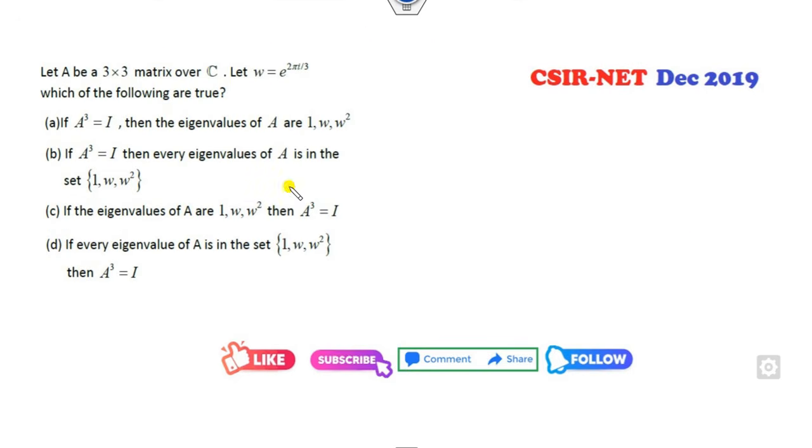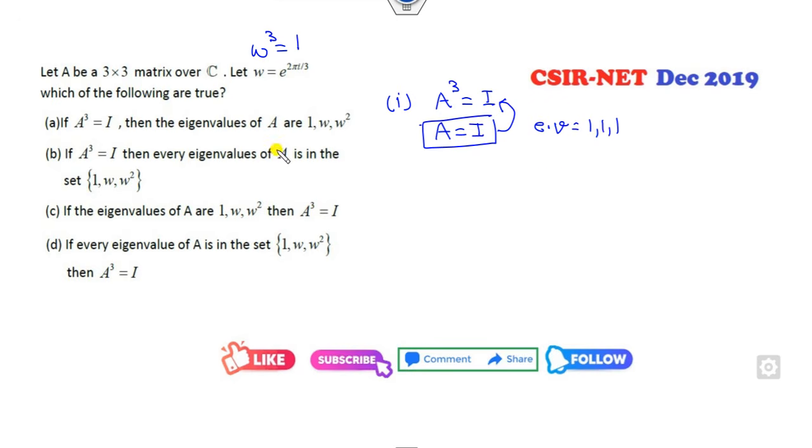A is my 3 cross 3 matrix such that omega cube is 1. Then the first option is A cube is equal to I. Then the eigenvalues of A are 1, omega, omega square. Wrong. If I simply choose A equal to identity, it satisfies this property. What are the eigenvalues? 1, 1, 1. So this option is false. If A cube is equal to I, then every eigenvalue of A lies in the set. Yes, if it's 1, then again it lies. Otherwise, if they are complex, then it's 1, omega, omega square.